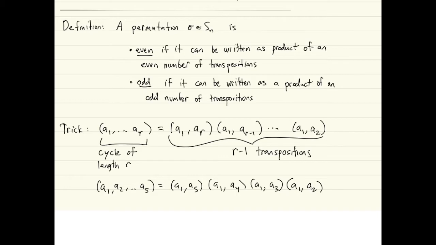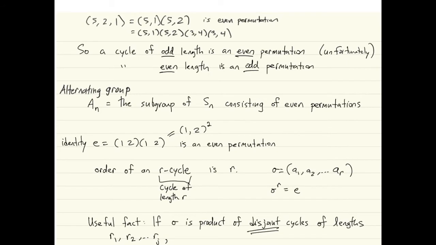To apply this, let me do a simple example. So consider the permutation (5 2 1) in S5, the symmetric group on 5 letters. And using that trick, this permutation can be written as a product of these two transpositions. You start with the initial number here, which is 5, and then work backwards forming these transpositions. And so we've written this as a product of two transpositions. And because 2 is even, we conclude that the cycle (5 2 1) is an even permutation.